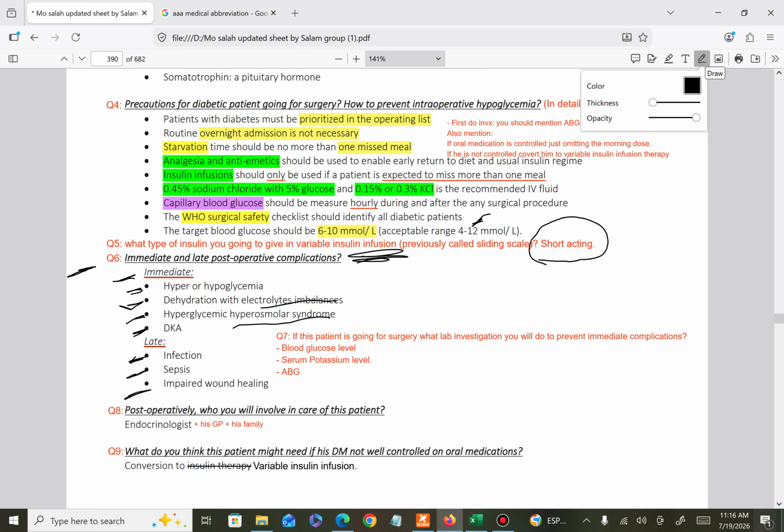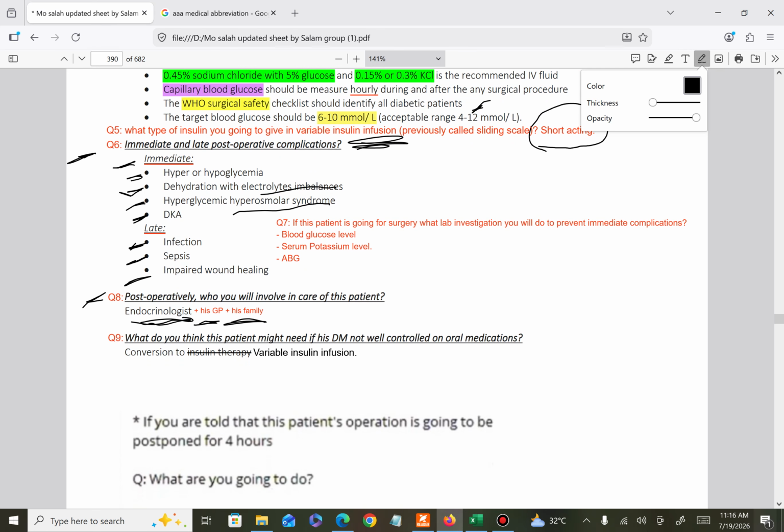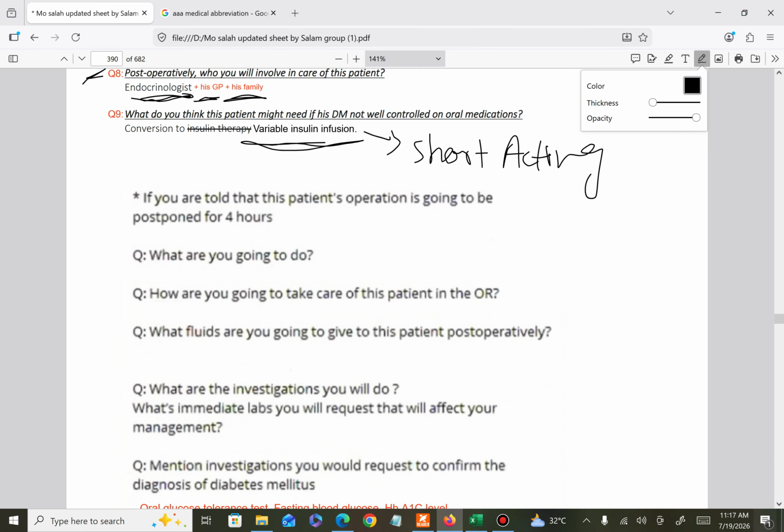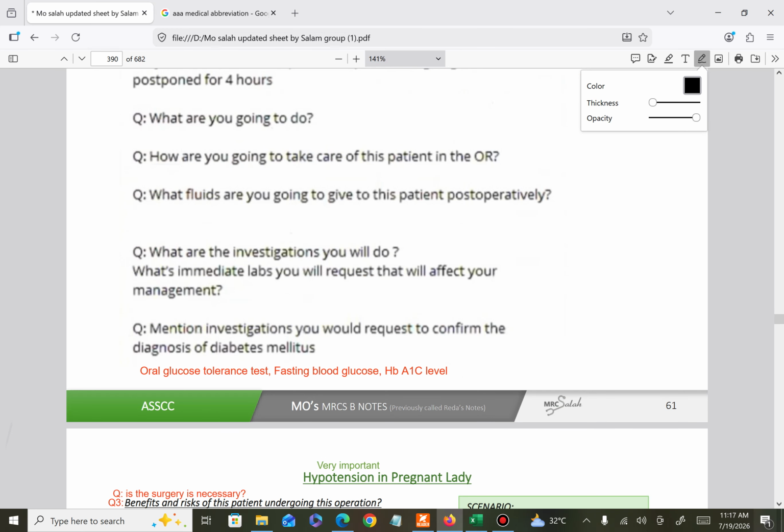Post-operatively, who will you involve in care of the patient? The endocrinologist, his GP, and his family. Then what do you think this patient might need if the diabetes is not controlled on oral medication? We already discussed it in the precautions: if the diabetes is not controlled on oral medication, then we will use the variable insulin infusion, and that insulin will be short acting insulin. Okay, so these are the questions we already covered.